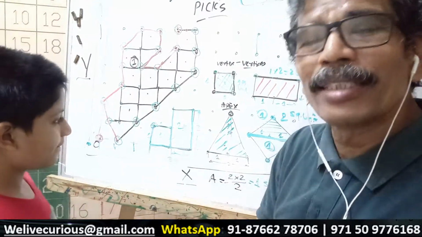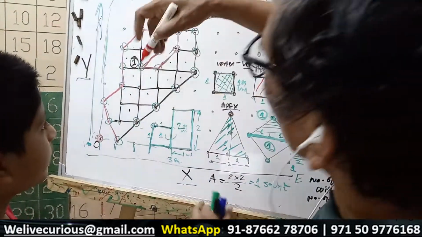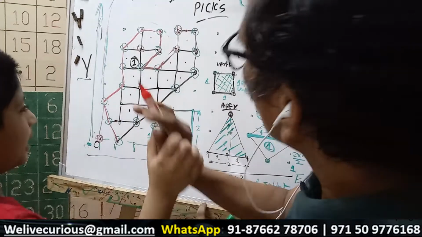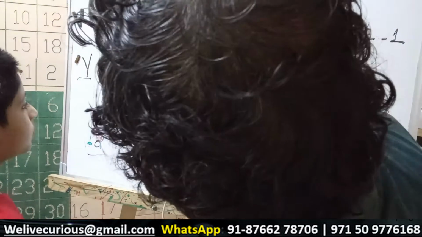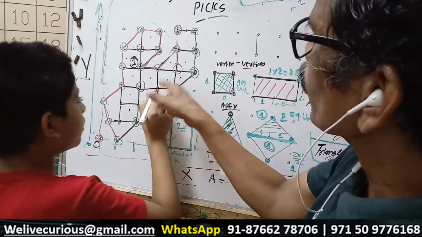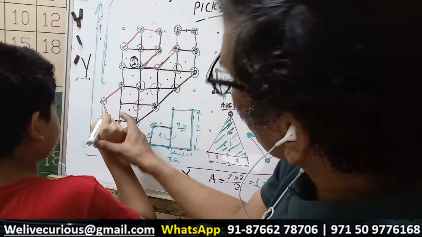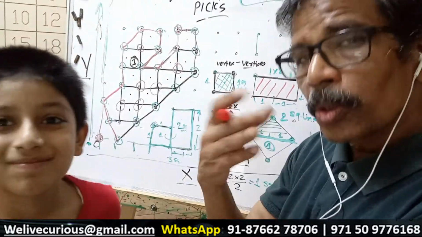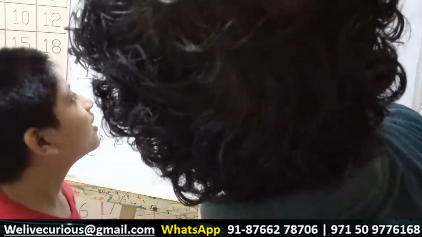Calculate the internal points. Calculate means count. No calculation here. Count the internal points. How much? 1, 2, 3, now you count, 4, 5. How many are there, brother? You know counting up to 6. So it is 6. So the internal count is 6.